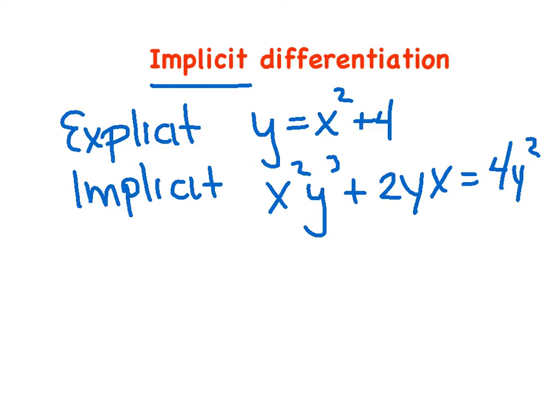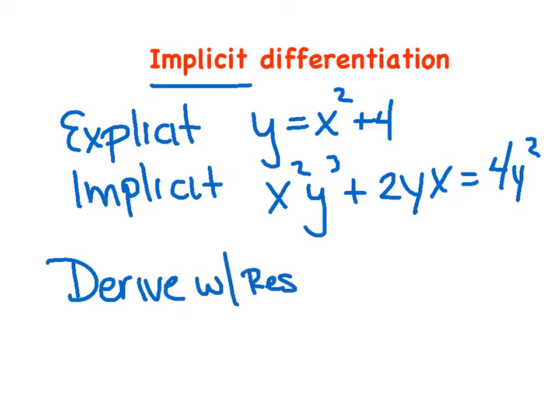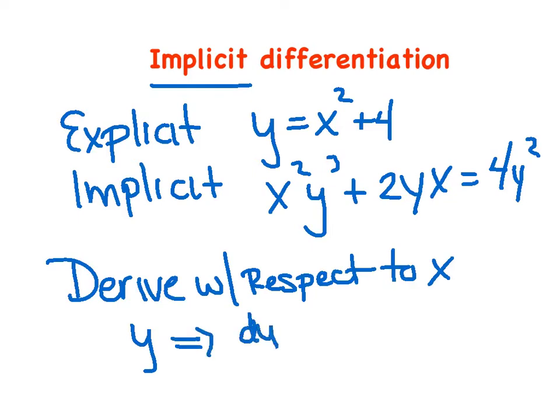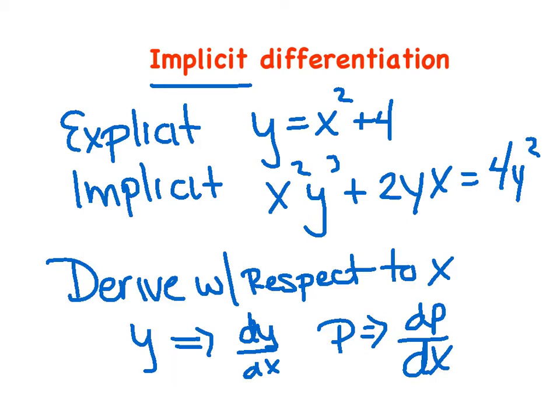So just a quick review. When I take the derivative, I'm taking the derivative with respect to x. So let's make a note. We want to derive with respect to x. So for example, if I was taking the derivative of y, I would say its derivative is dy dx. If I was taking the derivative of p, I would say its derivative is dp dx. I'm taking everybody's derivative with respect to x. Therefore, the derivative of x itself is just 1 because it already has x in the problem.